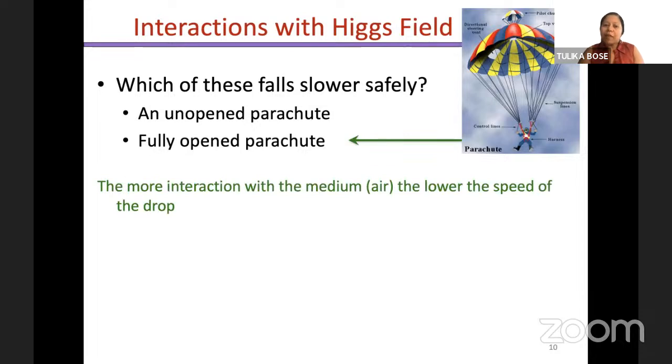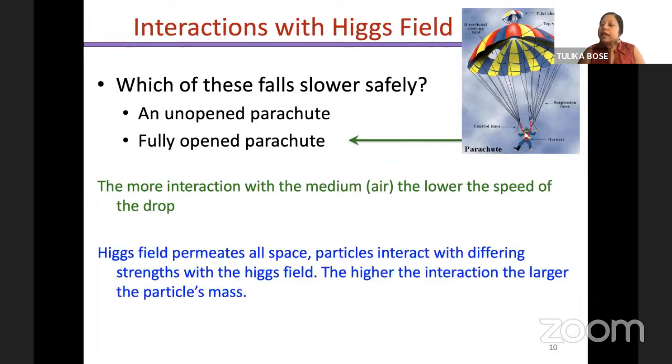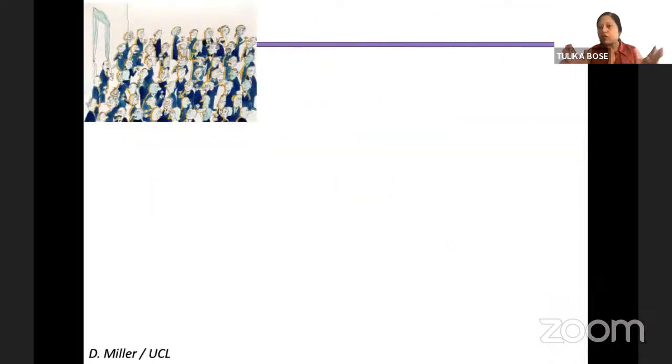Here, what is happening is that there is interaction with the medium, which is air, and this lowers the speed of the drop, making it a safe fall to the ground. In a similar way, you can think of the Higgs field as something that is permeating all of space, and particles are interacting with it with different strengths. Depending on the interaction, if there is a larger interaction with the medium, that determines what kind of mass the particle has. I'll use another analogy to explain this because this is a very, very important piece of what we work on.